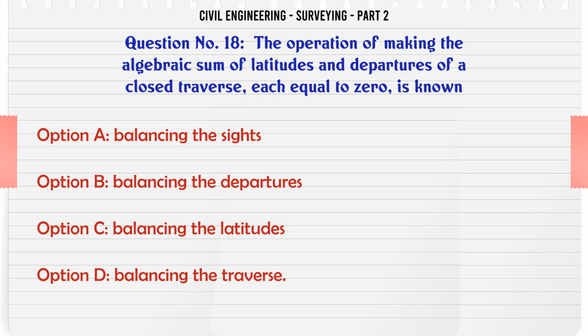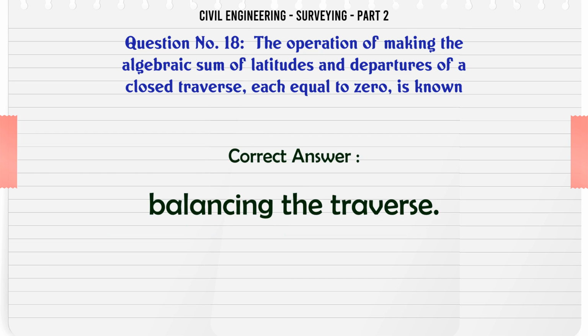The operation of making the algebraic sum of latitudes and departures of a closed traverse each equal to 0 is known as A. balancing the sights, B. balancing the departures, C. balancing the latitudes, D. balancing the traverse. The correct answer is balancing the traverse.